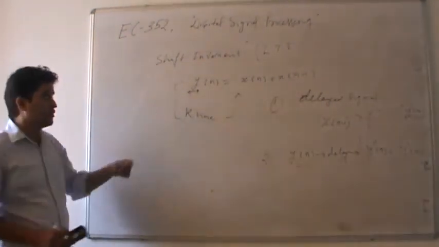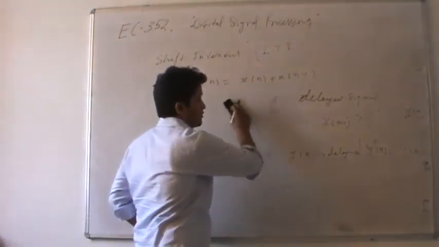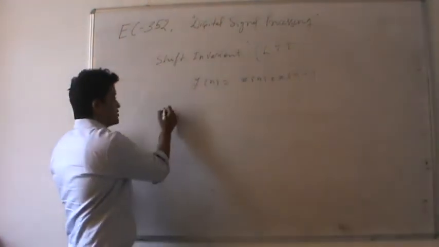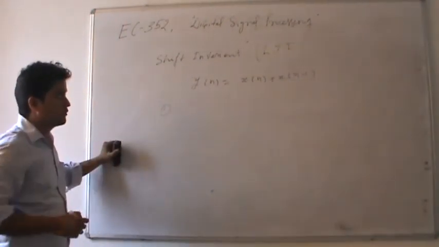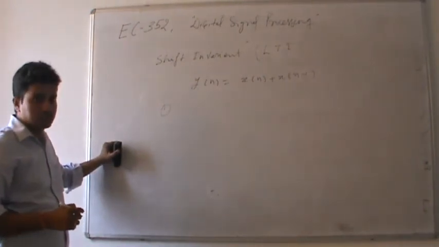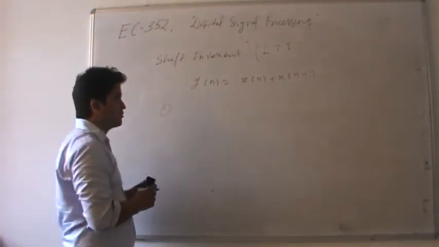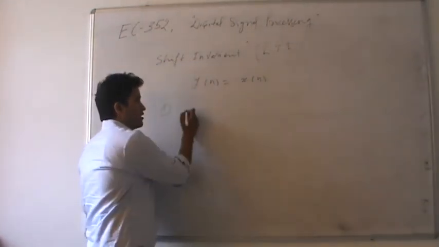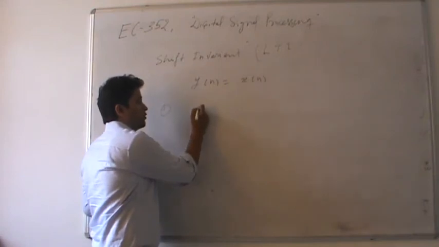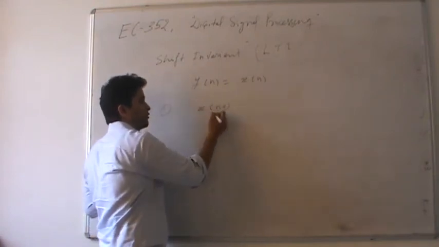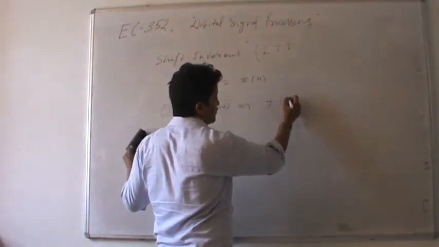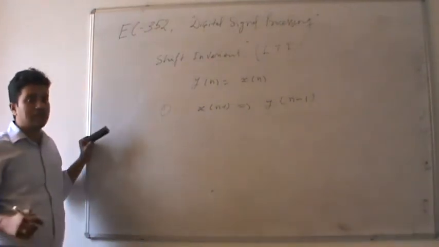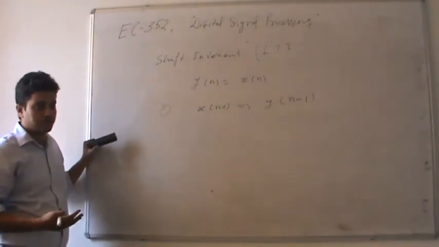Let me solve a numerical on this. The system is given as y[n] equal to x[n] plus x[n minus 1]. First case, delayed input. So the delayed input is x[n minus 1]; wherever there is n, write n minus 1. In case number 1, when we are delaying the input, the response is y[n minus 1].